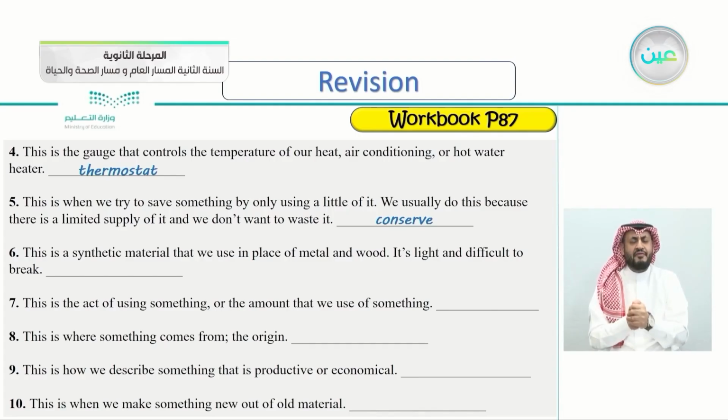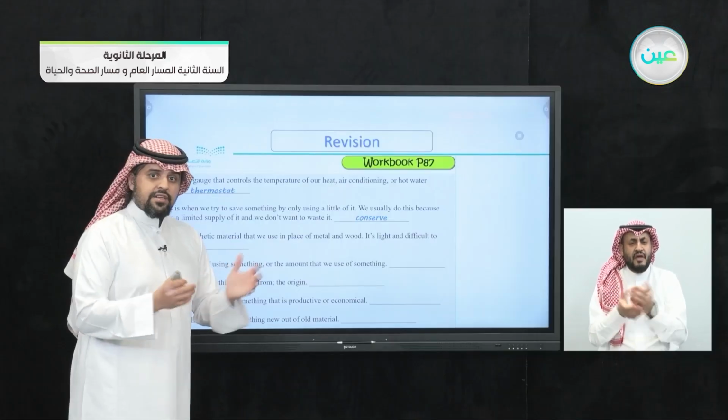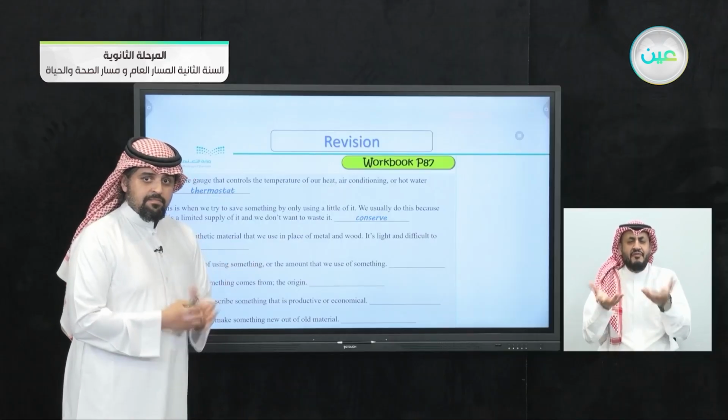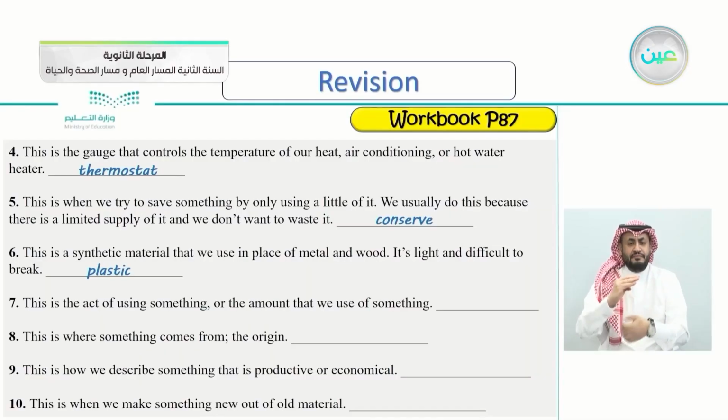What do we call this synthetic material, man-made, that we use in place of metal and wood that is lightweight and difficult to break? Let's check the answer here together. We call it plastic. Number 7, this is the act of using something or the amount that we use of something.